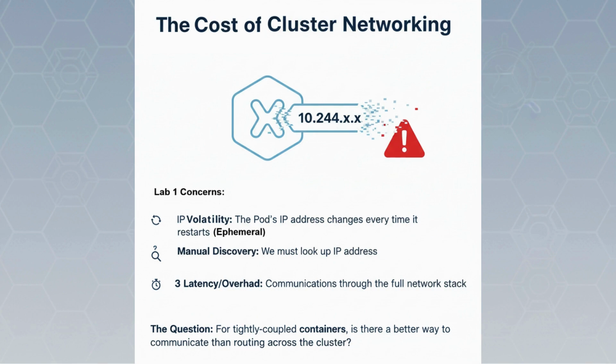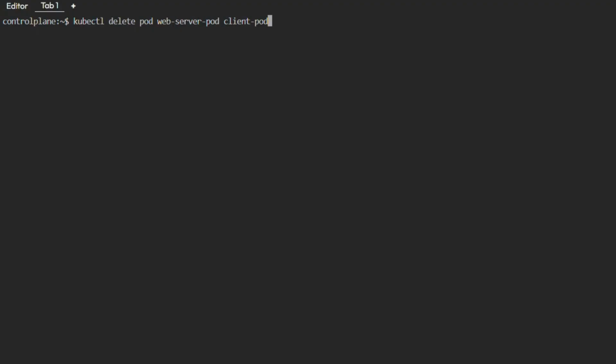But what if our containers need to work together closely? Let's clean up these pods. Now, let me show you a better approach for containers that need to collaborate. When containers need to work closely together, like an application and its log collector, or a web server and a monitoring agent, we collocate them in the same pod.